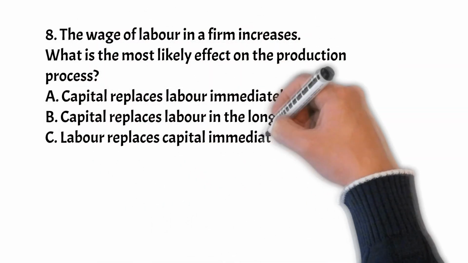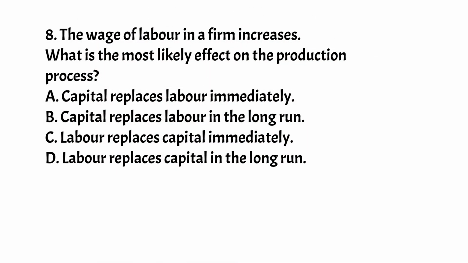Question 8. The wage of labor in a firm increases. What is the most likely effect on the production process? A. Capital replaces labor immediately. B. Capital replaces labor in the long run. C. Labor replaces capital immediately. D. Labor replaces capital in the long run. Well, over time or in the long run, if wages for labor increase, firms will switch to capital. So the answer is B.